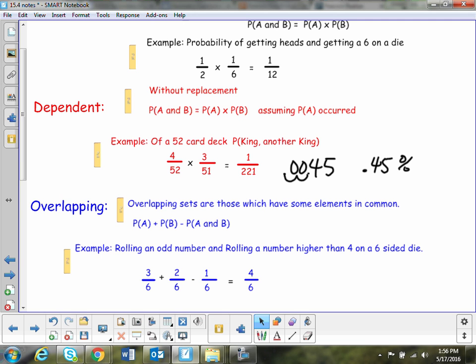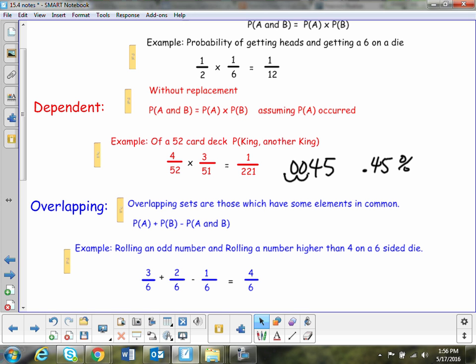A number higher than 4. How many numbers are higher than 4? 2, 5, and 6. So A and B, you're going to add those, but then now you're going to subtract anything that's in common. Are there any numbers higher than 4 that are also odd? The 5, right? So you want to subtract that.